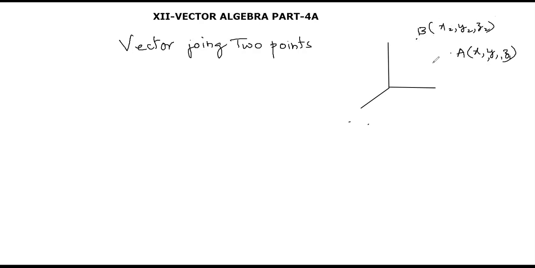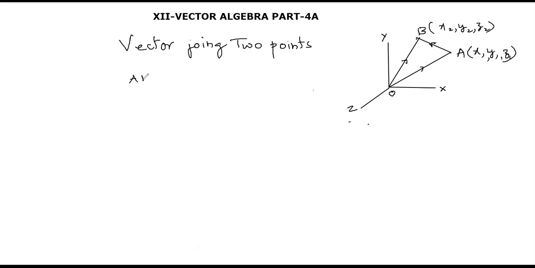Now we have to find vector AB. A to B vector. You have to find this vector AB. Okay. So you can see this is the position vector of A, and another one is the position vector of B. So from the triangle law of addition also you can see, if you have to find AB, this is O, and this is your x-axis, y-axis, and z-axis. So OA is the position vector of A, and OB the position vector of B.